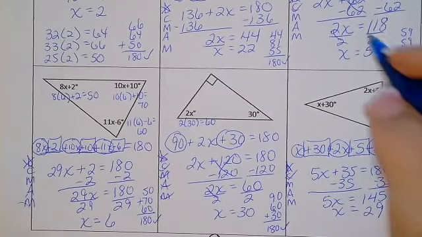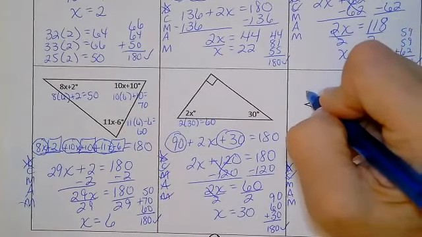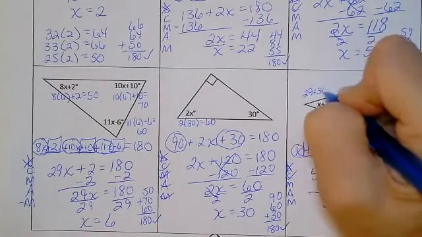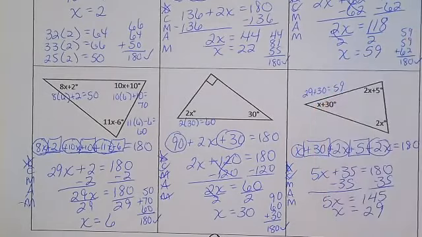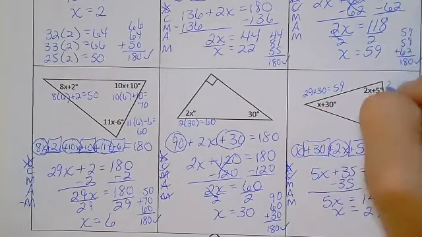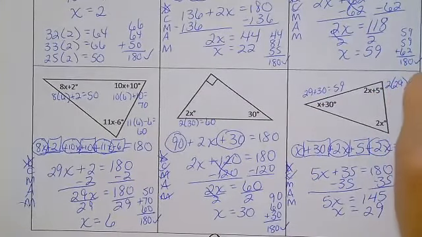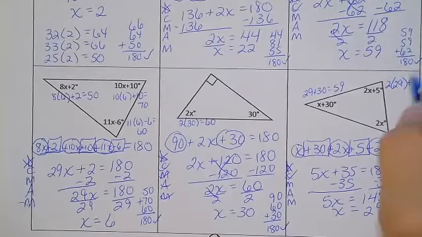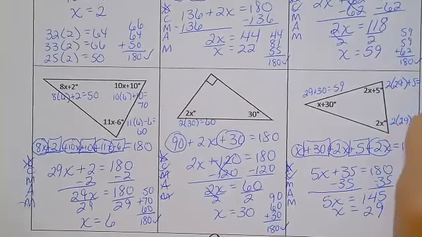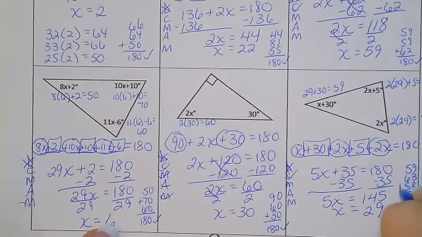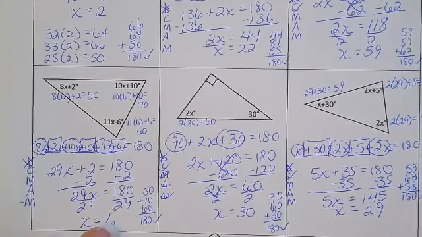Now we need to substitute. So this would be 29 plus 30 equals 59. This would be 2 times 29 plus 5, which equals 63. And this would be 2 times 29, which equals 58. So let's make sure by adding them together. And it does equal 180.